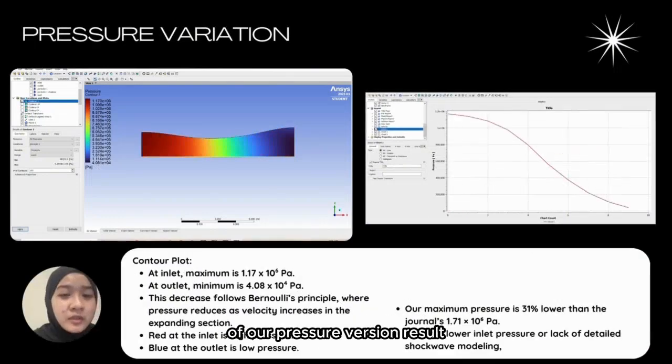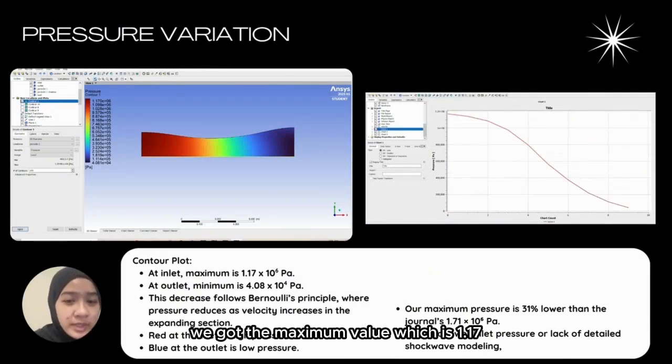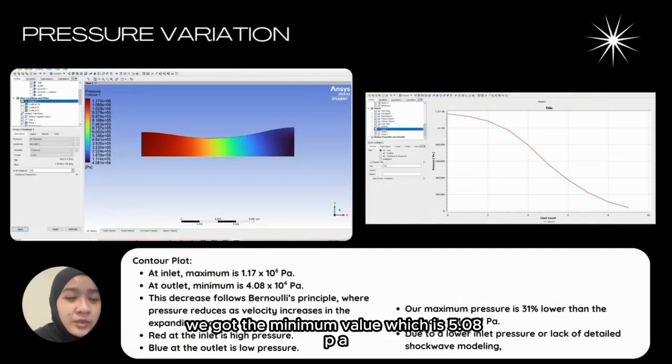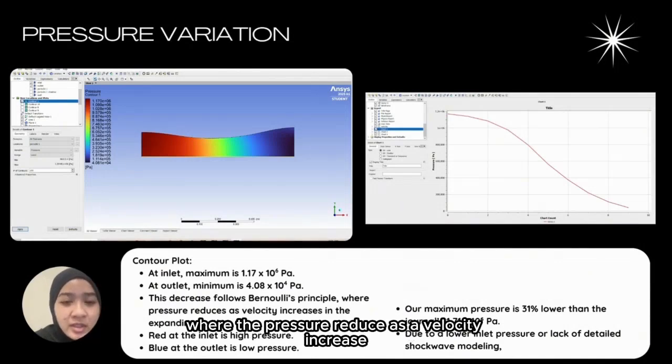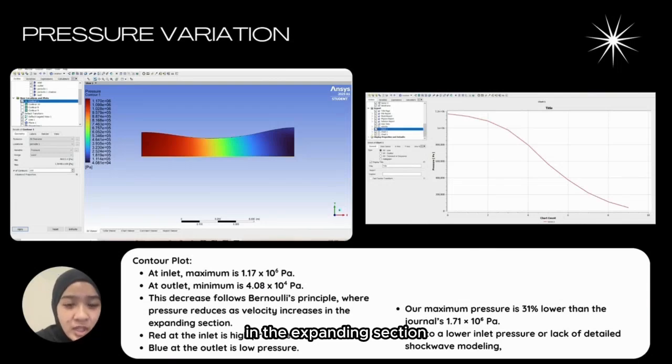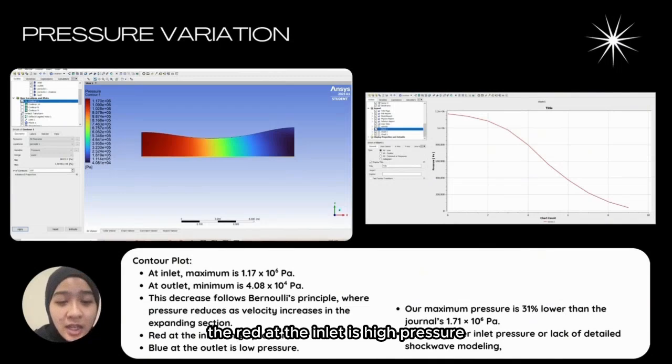For our pressure variation result, at the contour plot for the graph, at the inlet we got the maximum value, which is 1.17, and at the outlet we got the minimum value, which is 5.08. This shows the decrease follows Bernoulli principle, where the pressure is reduced as velocity increases in the expanding section. If you look at the picture, the red at the inlet is high pressure, and the blue color at the outlet is the low pressure.